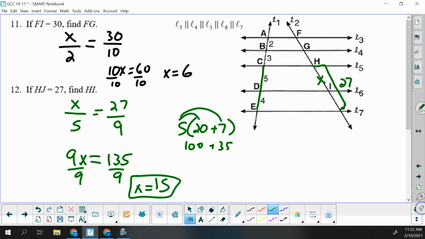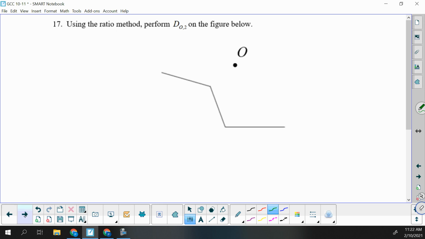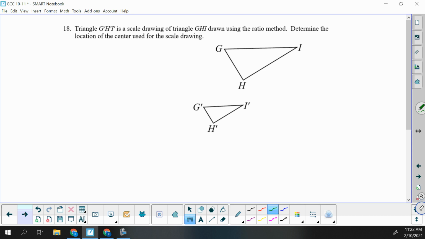So the next several we already did yesterday. We did our proofs, we did our constructions. So we're going to go all the way ahead to page 69 next. And we're going to look at number 19.